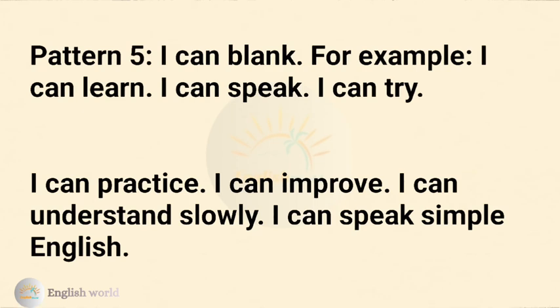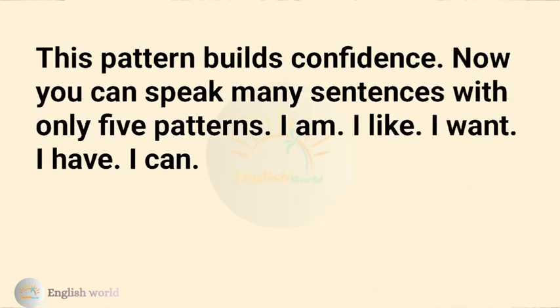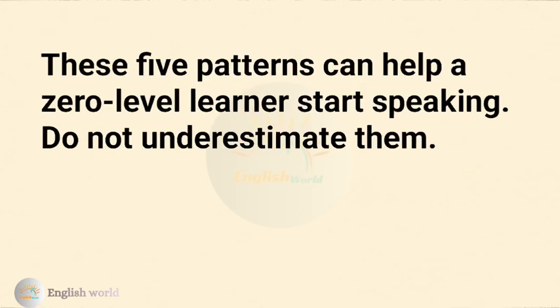Pattern 5. I can blank. For example, I can learn. I can speak. I can try. I can practice. I can improve. I can understand slowly. I can speak simple English. This pattern builds confidence. Now you can speak many sentences with only 5 patterns. I am, I like, I want, I have, I can. These 5 patterns can help a 0-level learner start speaking. Do not underestimate them.